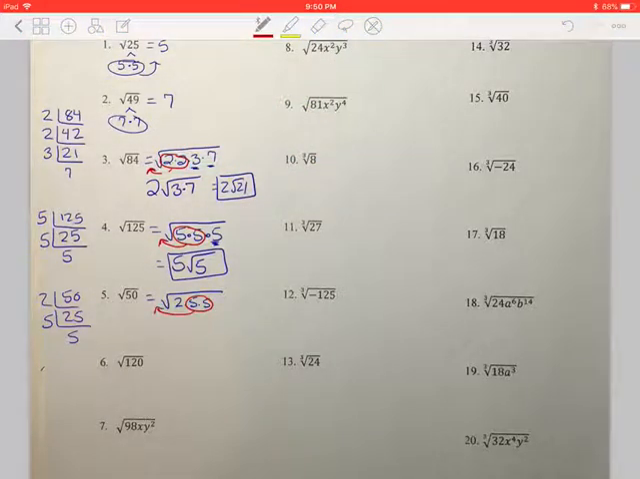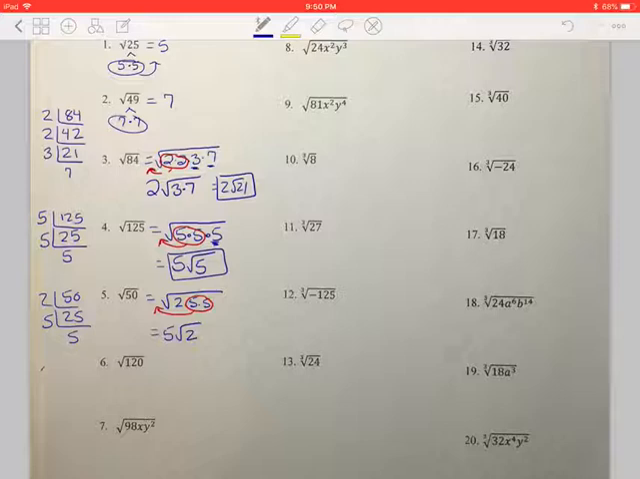That's what I take out. So the 5 comes out. Remember, it's just 1 5 because I'm taking the square root of 5 times 5, which is the square root of 25, which is just 5. All right, so the 5 comes out, the leftover 2 stays in.